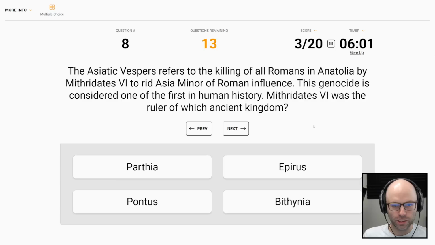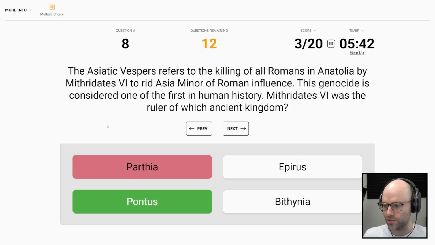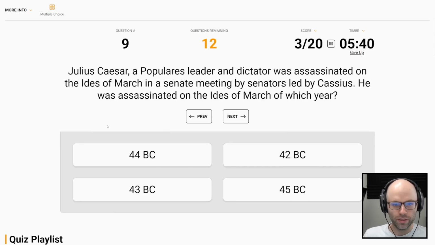The Asiatic Vespers refers to the killing of all Romans in Anatolia by Mithridates VI to rid Asia Minor of Roman influence. It was one of the first genocides in human history. Okay, Mithridates VI, by the way, is canceled. Mithridates was from Parthia. He's from Pontus. That's my bad. Julius Caesar.